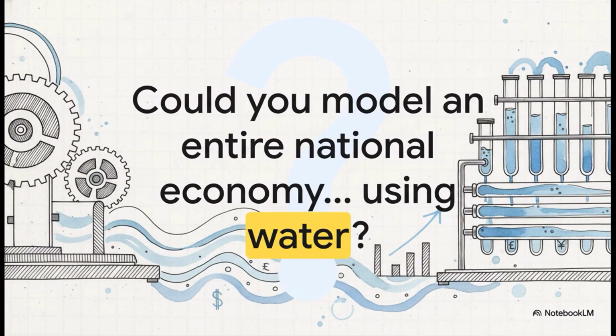Back in the 1940s, one man was absolutely convinced you could, and he went ahead and built this incredible machine to prove it. This is the story of the MONIAC, a machine that turned abstract economic theory into a living, breathing, flowing system right before your eyes.